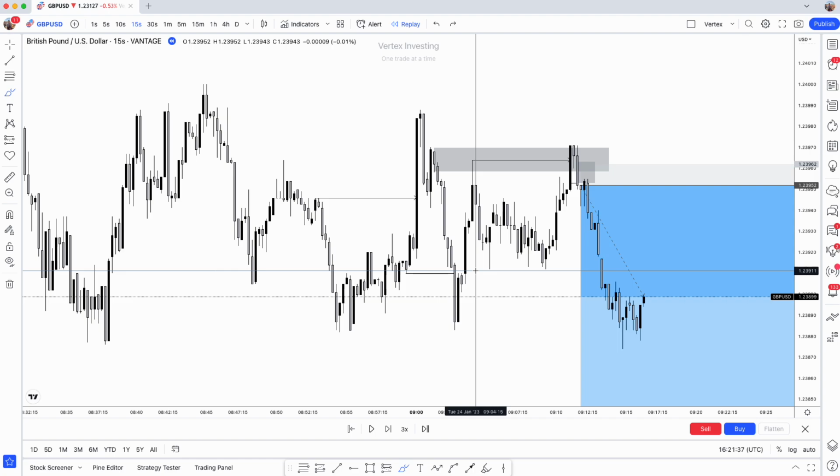What I suggest doing is having a set pip range, ideally. So when I first started, I had like a 10 to 15 pip range for the higher time frame, and then it was a 2 to 5 pip range for my lower time frame refinement. Then I didn't have to go any further.